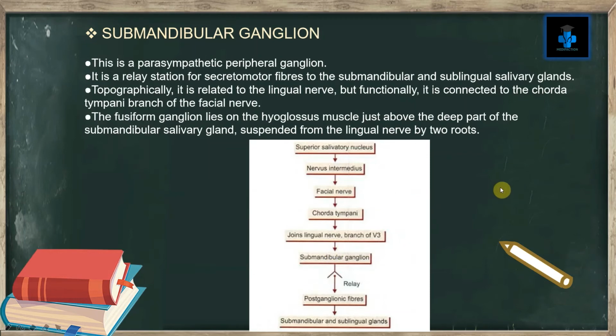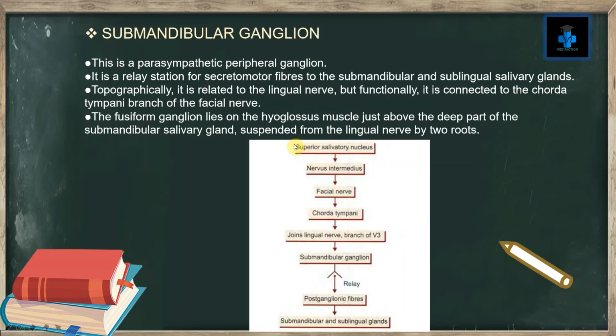Now let's learn about the submandibular ganglion. This is a parasympathetic peripheral ganglion. It is a relay station for secretomotor fibers to the submandibular and sublingual salivary glands. Topographically, it is related to the lingual nerve, but functionally, it is connected to the chorda tympani branch of the facial nerve. The fusiform ganglion lies on the hyoglossus muscle just above the deep part of the submandibular salivary gland, suspended from the lingual nerve by 2 cords.